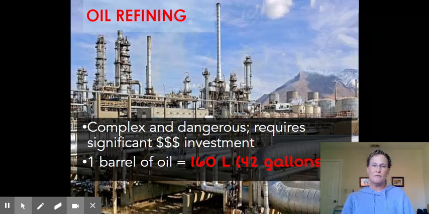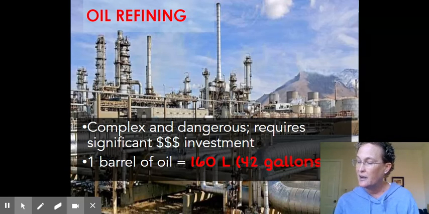So oil refining is complex and dangerous and requires significant monetary requirements. So a barrel of oil is 160 liters or 42 gallons. Okay.